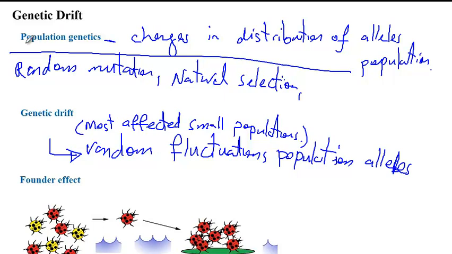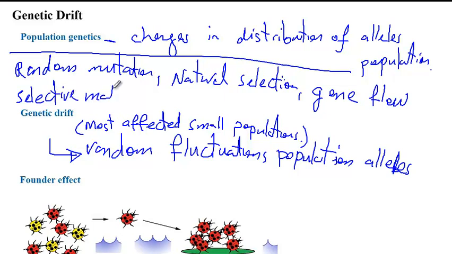Other examples of phenomena that affect population genetics, for instance, is gene flow, where genes are flowing from one population to another. So let's say people that have migrated from all over the world to US, we have gene flow to US. So that's one other example. And then selective mating. If individuals in one population have preference to mate with certain individuals with certain features, again, that could affect the distribution of alleles in that population.